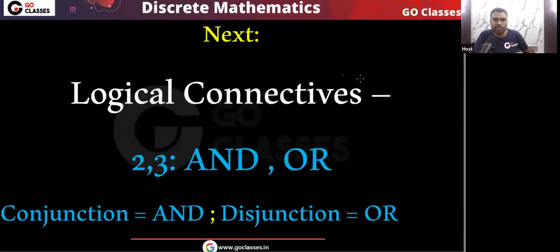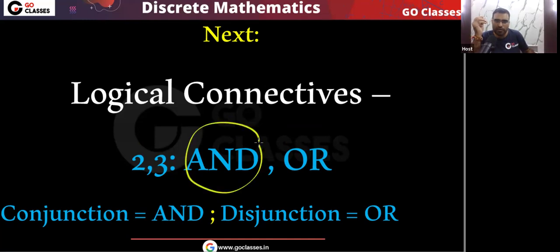Now let's see the next logical connective, that is and comma or. Okay, let me tell you, this and is called conjunction and this or is called disjunction. Okay, so these names are also very important, that and is called conjunction and or is called disjunction. Now these are actually very intuitive. Okay, this and comma or, they are very intuitive. Tell me, if I give you two statements, then when you will use this and?